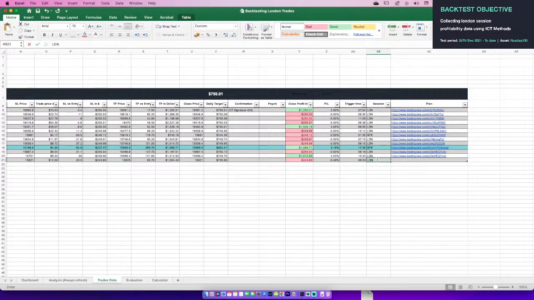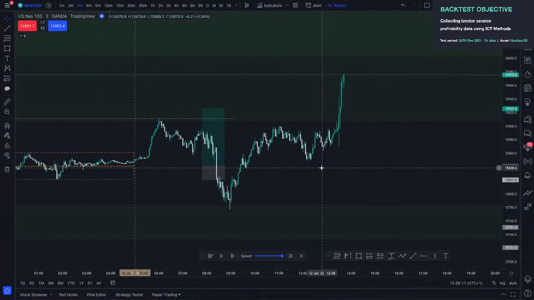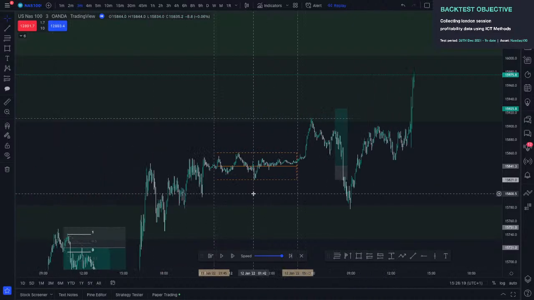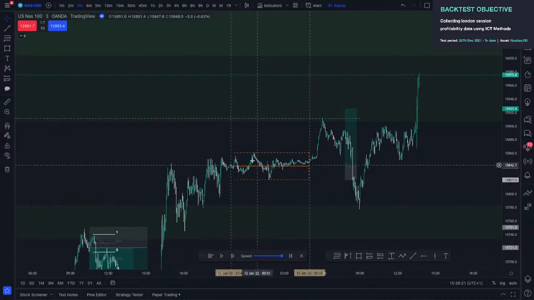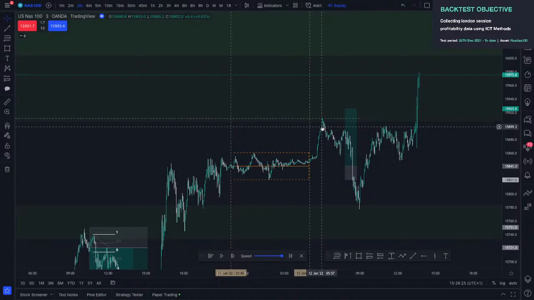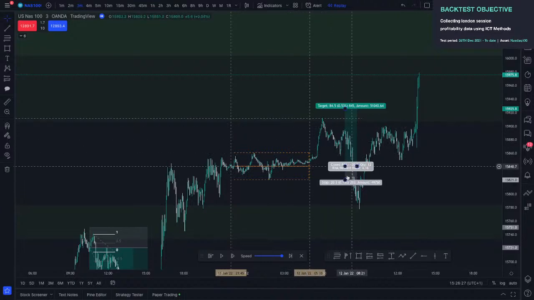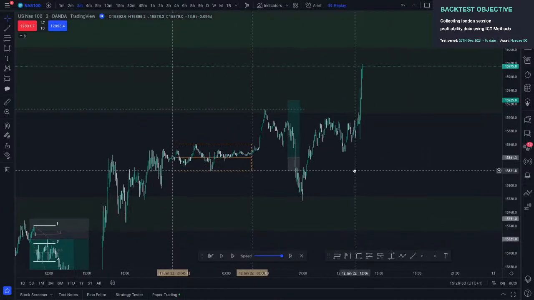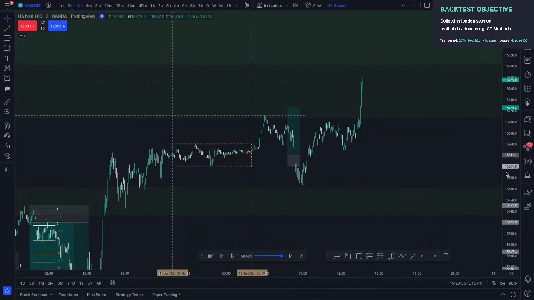It was during London. Actually, there's a lesson that I'm getting here. After the manipulation of 7:30, I could have just waited for an ICT down here, but I was looking at this as a potential ICT. That's why I got stopped out. So maybe next time I should just wait for an ICT to form down here and take it down. Okay, that's a good note.